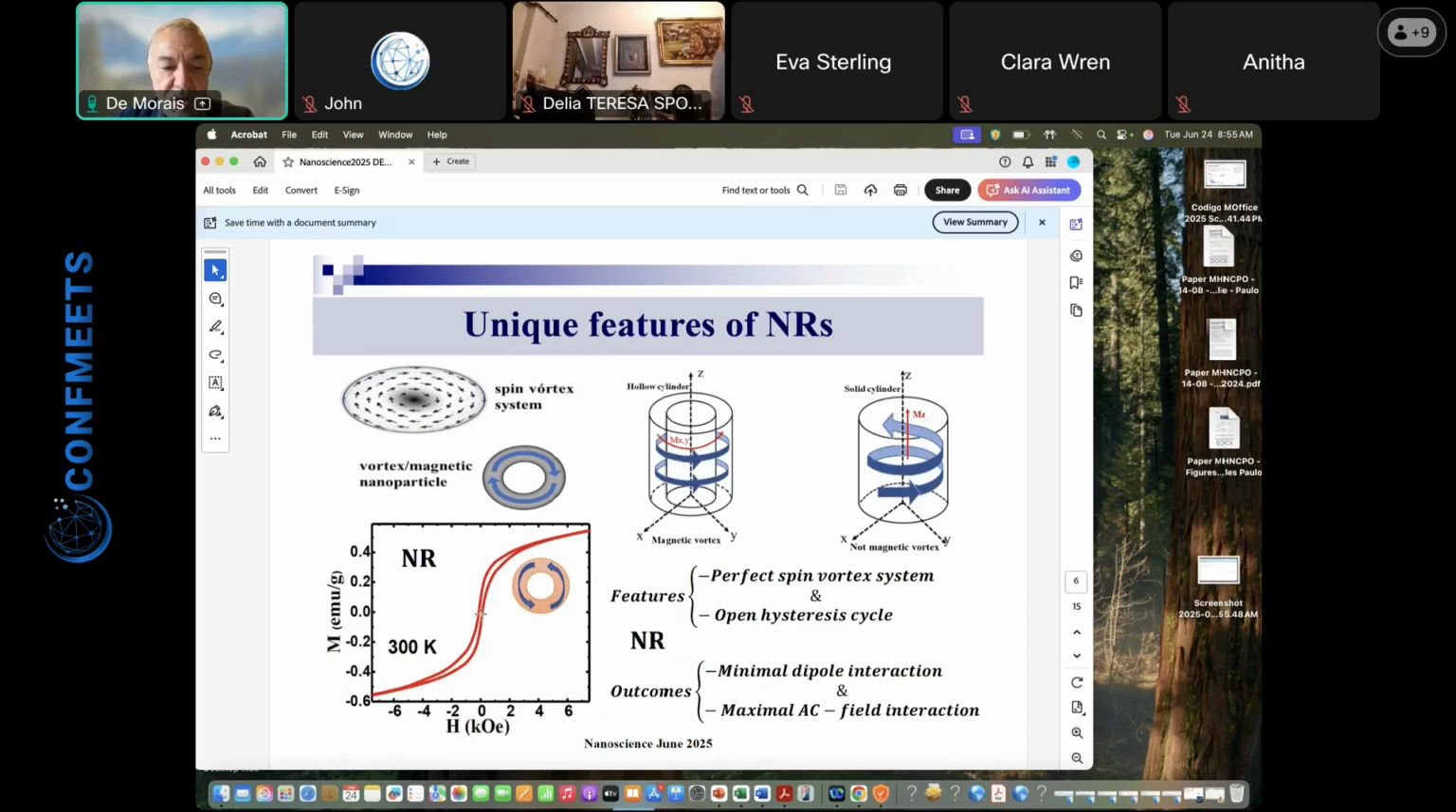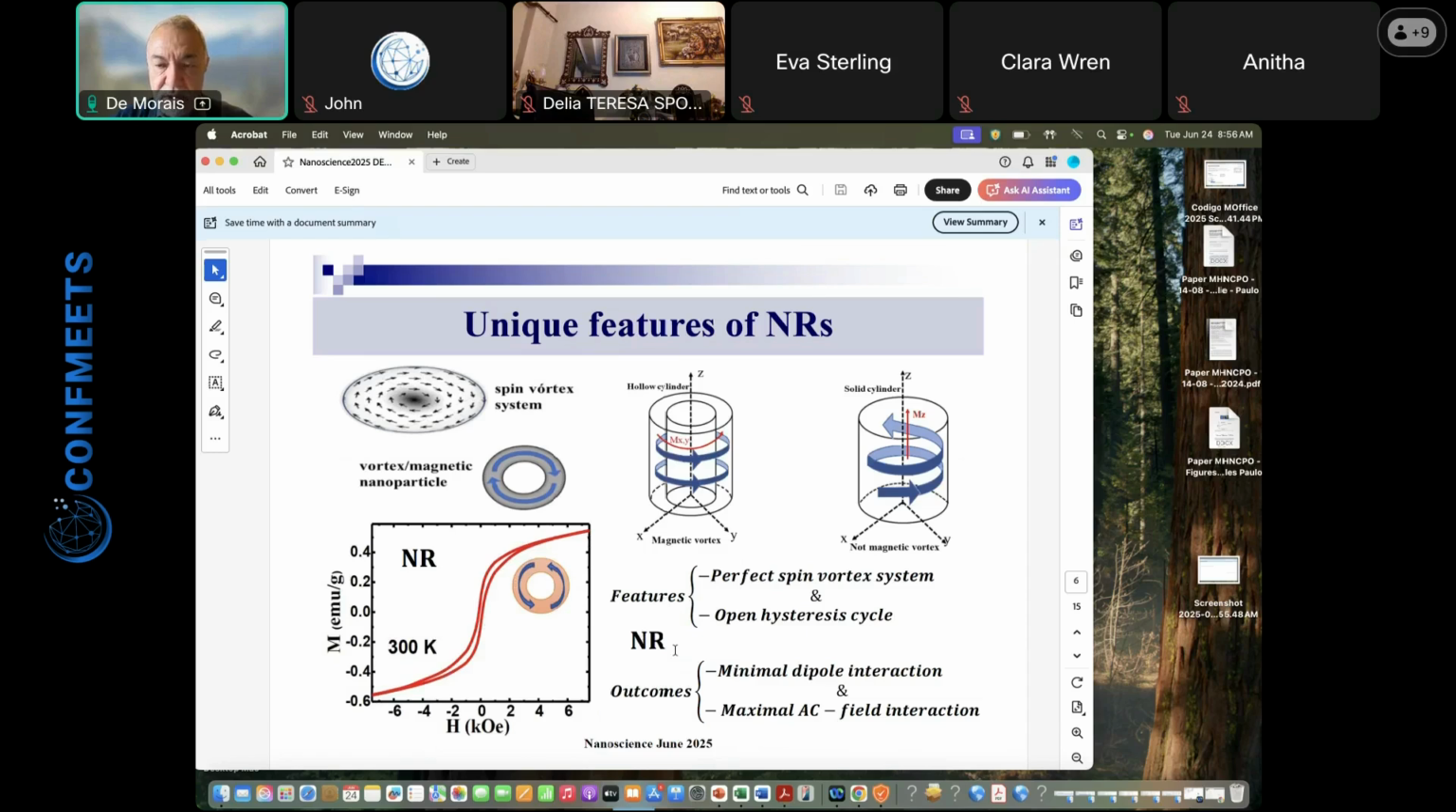So it almost closes at zero field. However, it opens up at a higher value of applied external field on the positive branch and negative branch, and finally it saturates. Okay, what are the important outcomes of a nanoring?